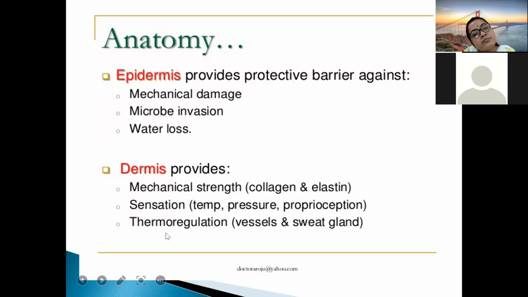Then third is thermoregulation. This is because of the presence of microvessels, capillaries, blood vessels that supply blood, and the sweat glands. That is what is important for temperature regulation. So this is a rough idea about the anatomy of the epidermis and dermis.